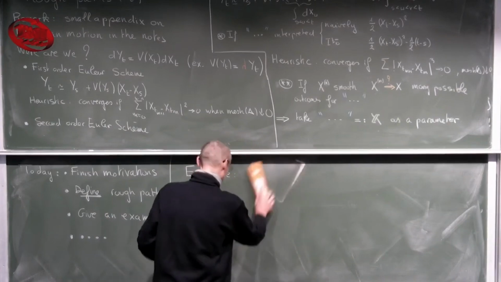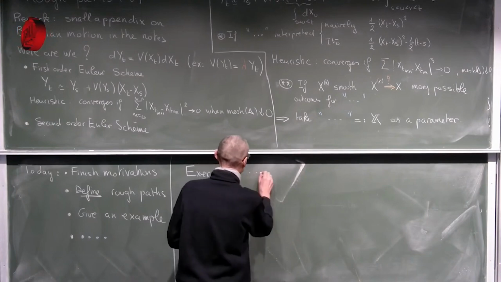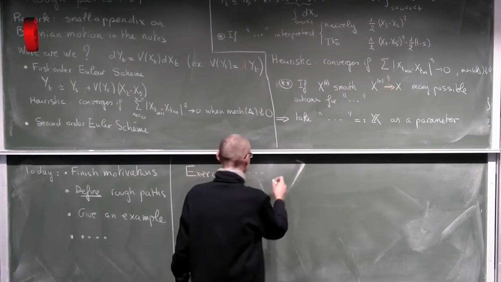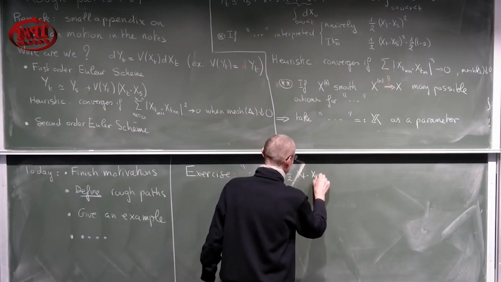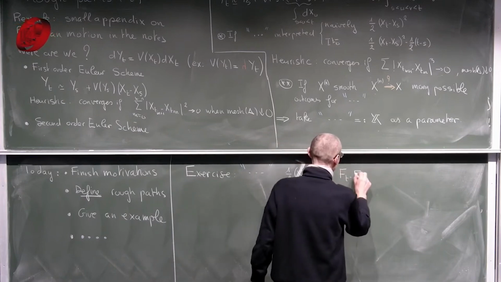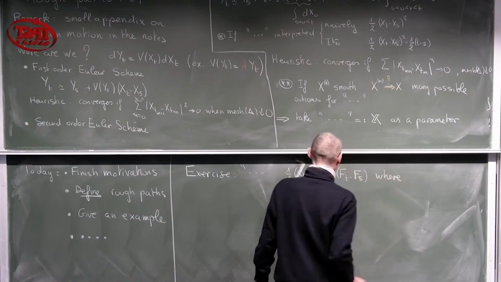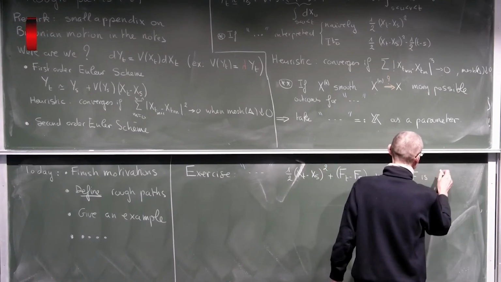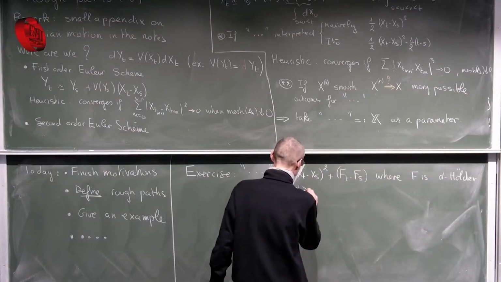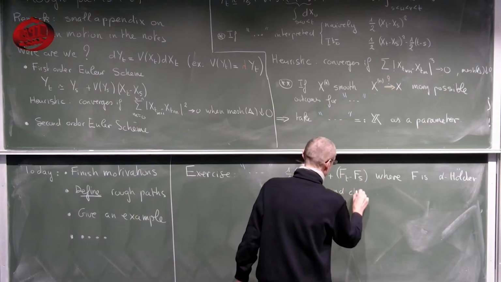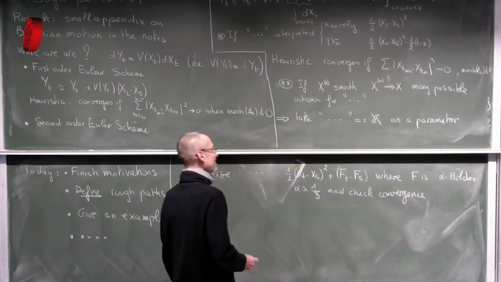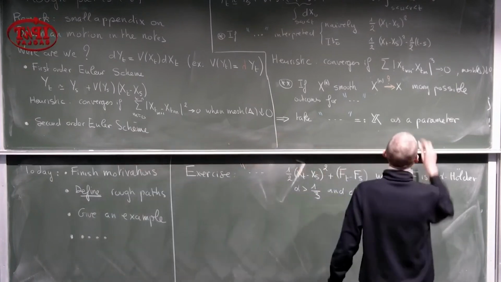Interpret this double integral as, let's say, 1/2 (xt minus xs) squared, plus ft minus fs, where f is alpha Hölder, alpha strictly larger than 1/3, and check it works. Heuristically, a real proof would be a bit more difficult, but check that it works. Check convergence for the example.